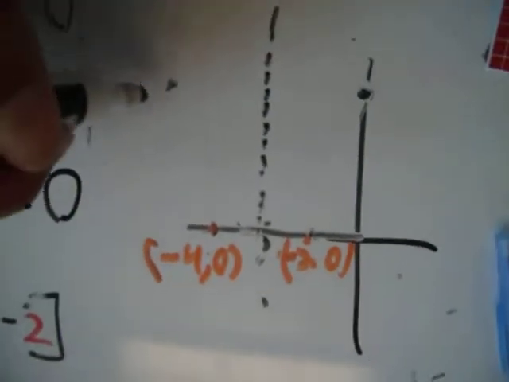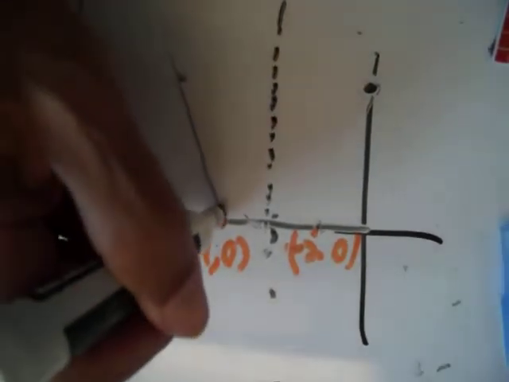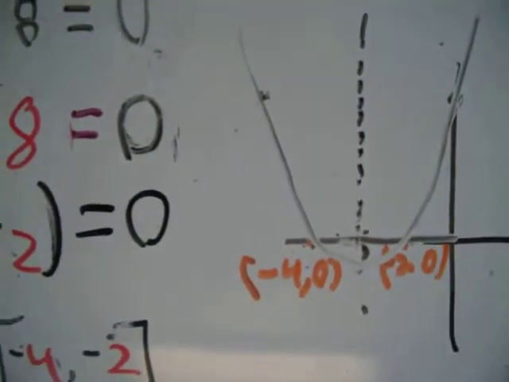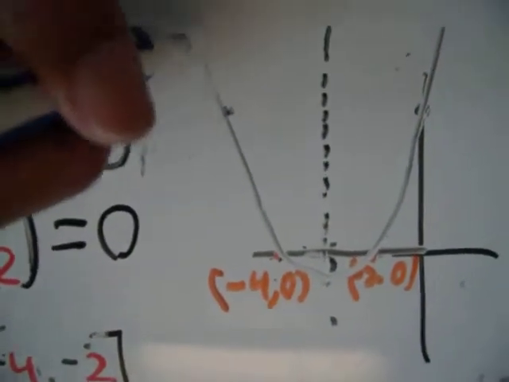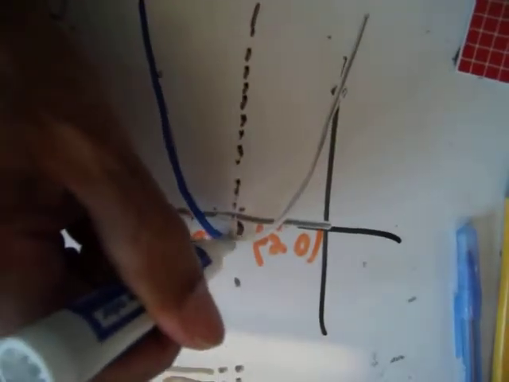Now I know that my parabola goes through this point, through that one point, and back there. I'm actually glad my pen didn't work that well, because I'm going to use another color. Let's go with blue. It goes through this point, it goes through that point.